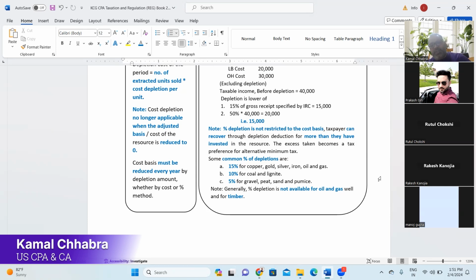Generally, percentage depletion is not available for oil and gas wells and timber. So for them, we are using the cost method, right?